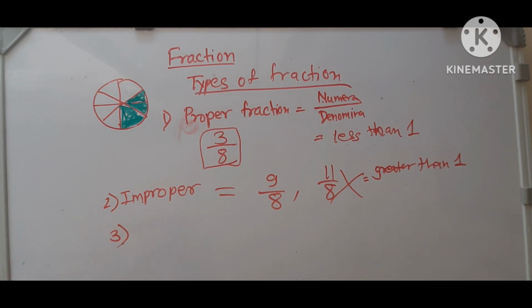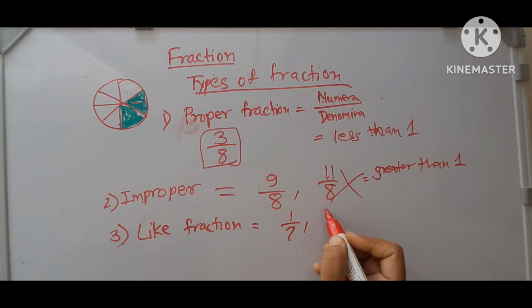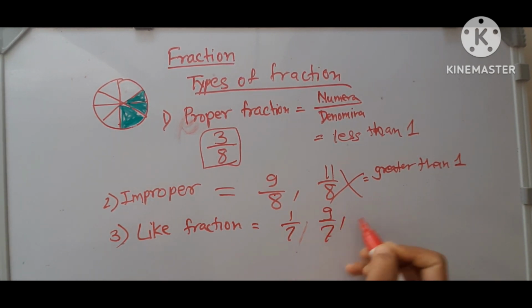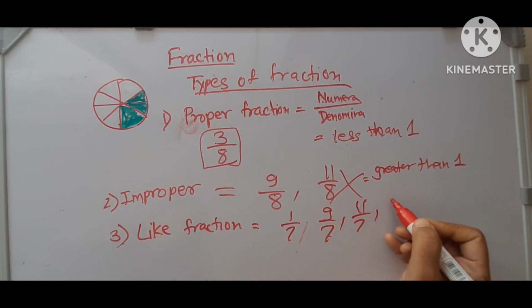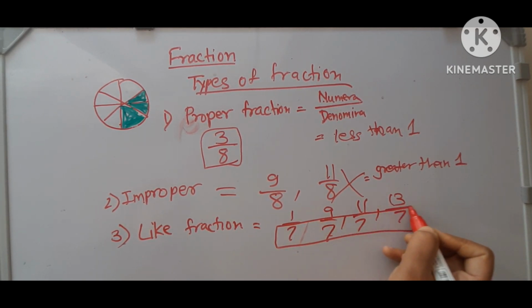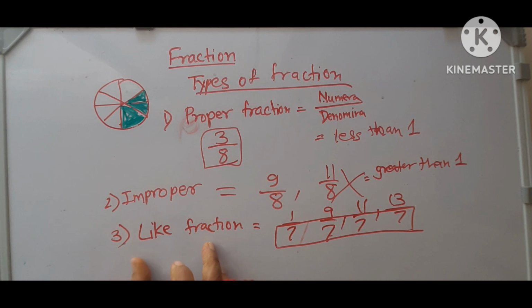Moving to the third, that is like fraction. Whenever the fractions have the same denominator, they are known as like fractions. Suppose 1 by 7, 9 by 7, 11 by 7, 13 by 7. These are all like fractions where the denominators are the same. Whenever the denominators of the fractions are the same, they are known as like fractions.